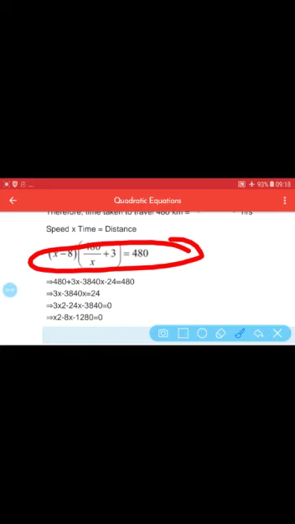So this much for this class, and in the next class we will solve quadratic equations by factorization. So this much for this class.